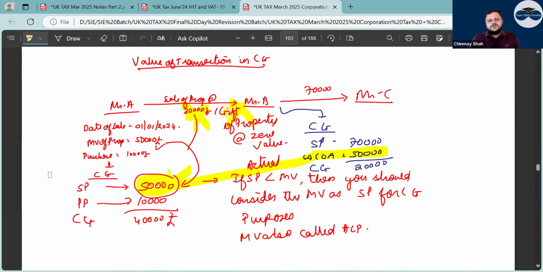So Mr. A, but what is it? Market value as on date of sale will be your sale proceeds minus the purchase price, giving you CG of 40,000. For him, the cost of acquisition will be how much? 50,000. That is the market value of the gift as on date of purchase. Correct. So selling price will be 70,000. He has a cost of acquisition of 50,000. Even if he received the gift free, CG will be 20,000.